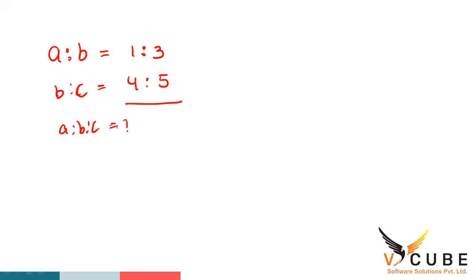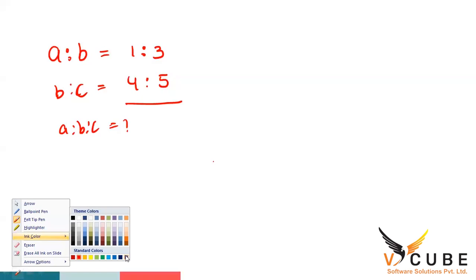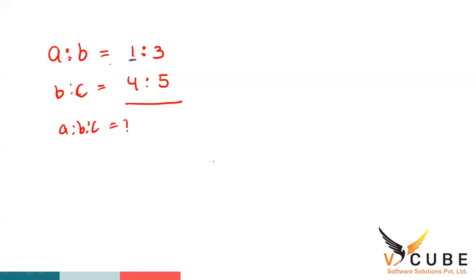Simple problem and different methods we can solve. First of all, let us go with the basic method. So look at the screen, guys, here carefully. Here A is how many parts? 1 part. Okay. B is how many parts? 3 parts. Again B is how many parts? 4 parts. And C is how many parts? 5 parts. And A and C is very clear because A is 1 part and C is 5 parts.